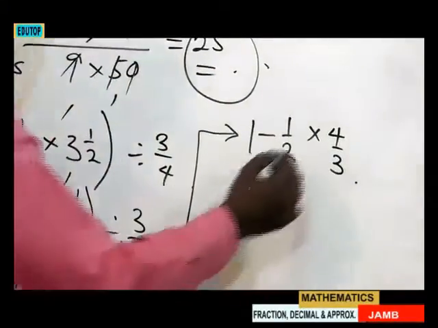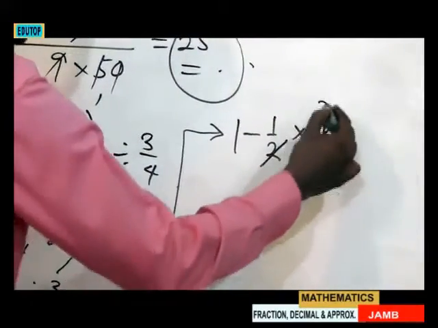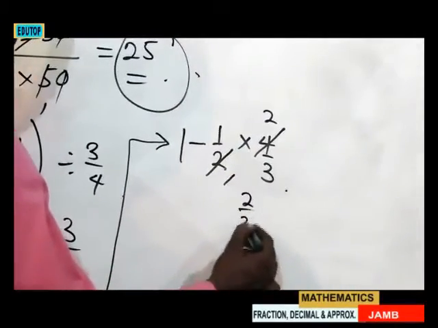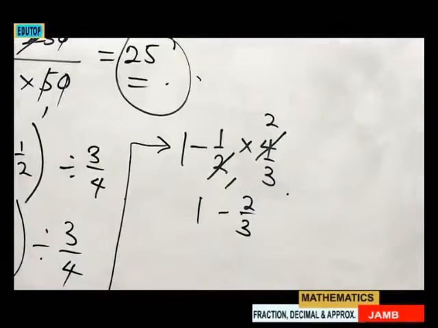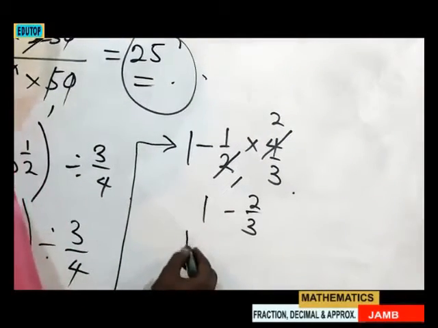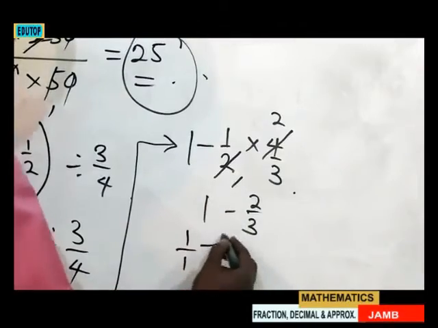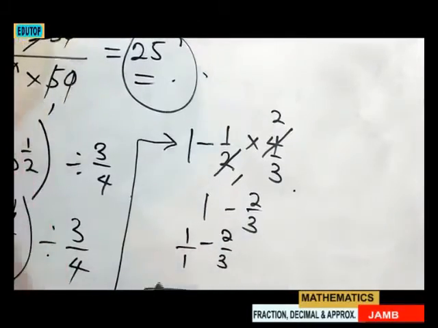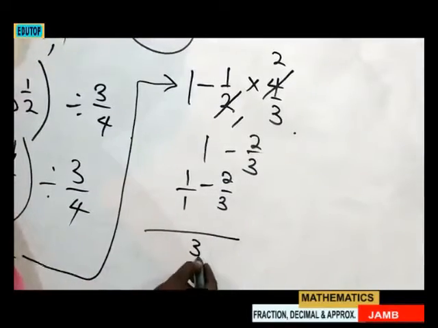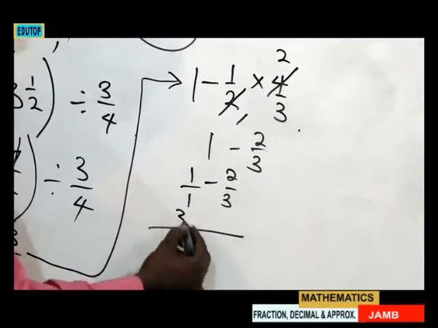So in this respect, we have 2 here 1, 2 here 2. 1 times 2, 2. 1 times 3, 3 minus 1. So this is what we have. Then in this situation, 1 minus 2 over 3, we can have 1 over 1 minus 2 over 3. And we'll find the LCM. What's the LCM of 1 and 3? 3. How many 1s are we going to see in 3? 3 times 1, 3 minus.